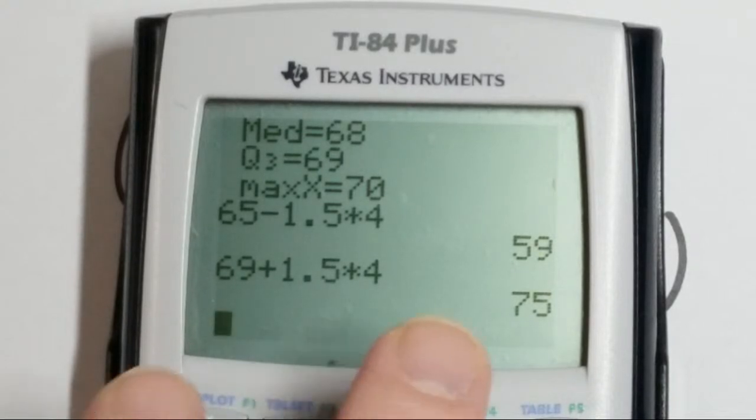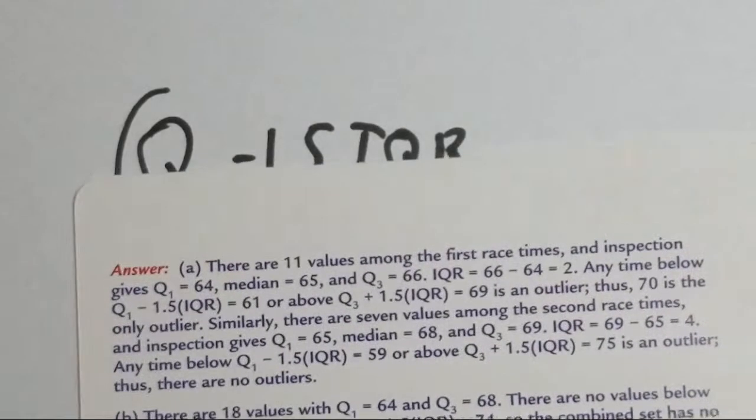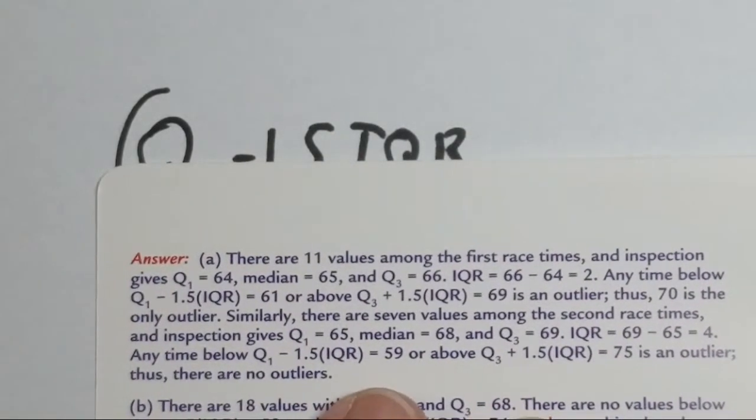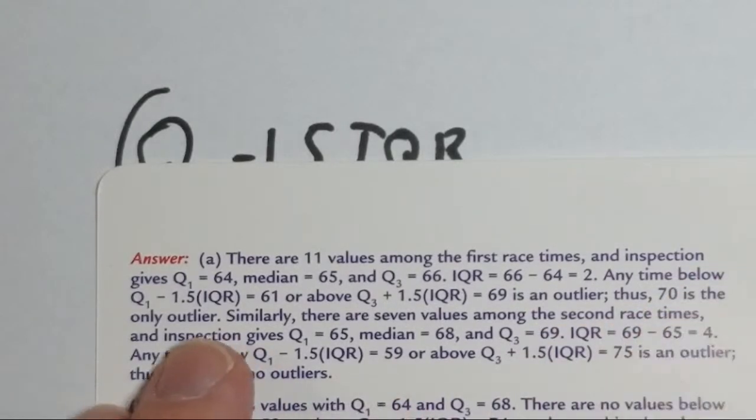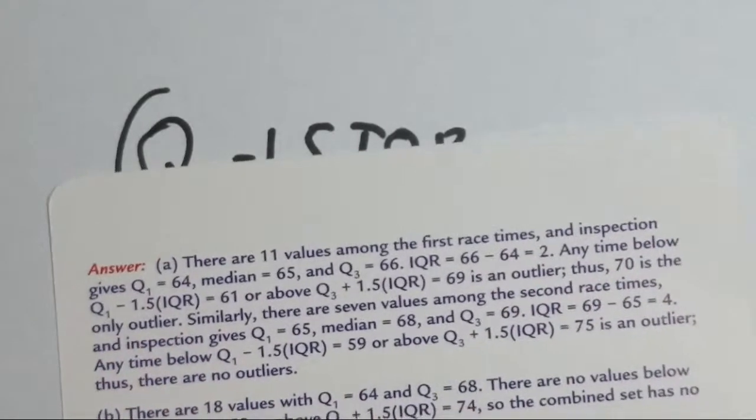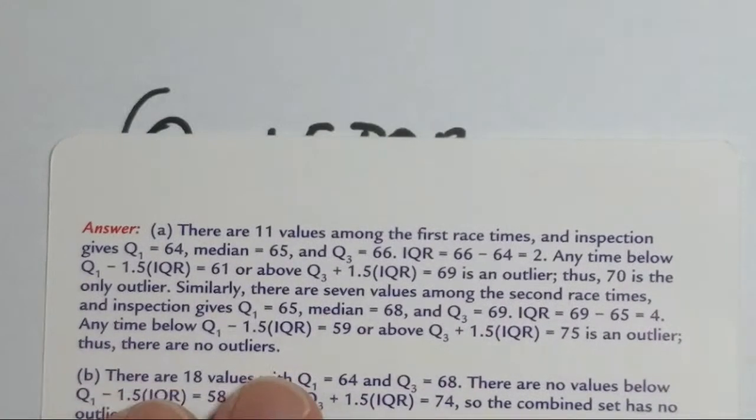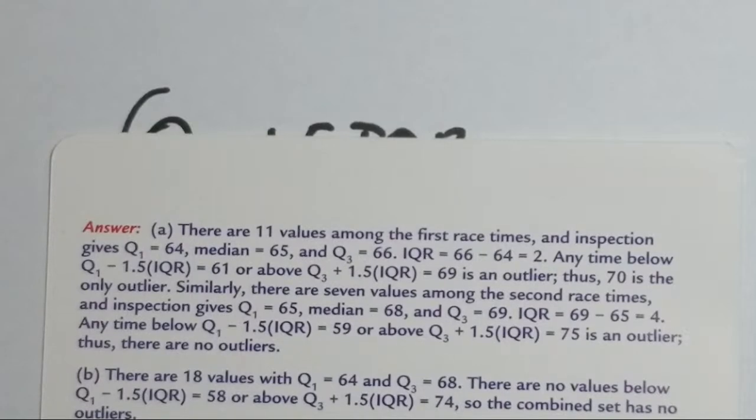See what the back of the card says. Back of the card, there are 11 values. The 70 is the only outlier. Good for us. Race 2, there are no outliers. Yay, we did it. You don't have to calculate it by hand. You can just run those into a calculator and see what happens.